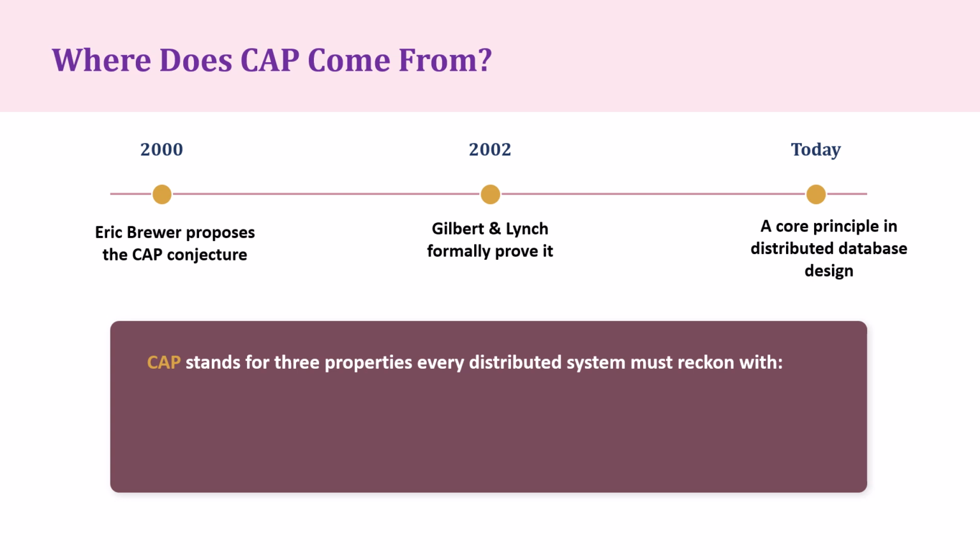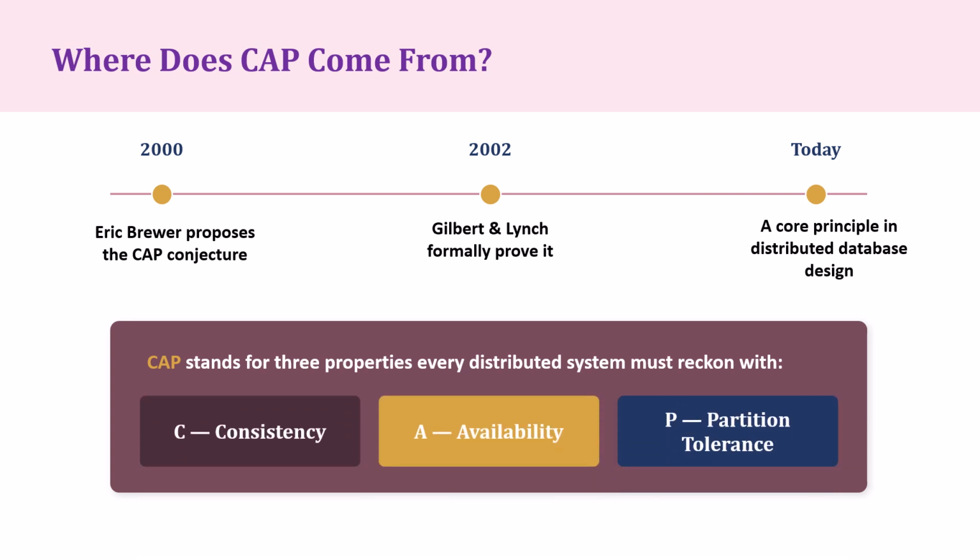The CAP theorem was first proposed by computer scientist Eric Brewer in 2000 and formally proven 2 years later by Seth Gilbert and Nancy Lynch. It's become one of the foundational principles for understanding trade-offs in distributed database design. CAP stands for three properties every distributed system must reckon with: consistency, availability, and partition tolerance.